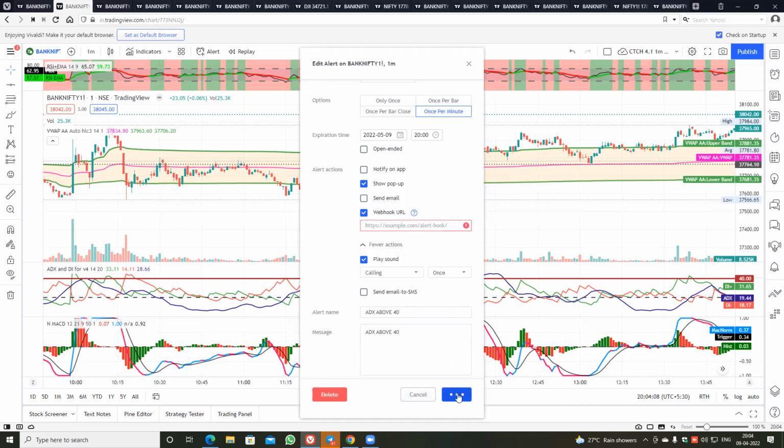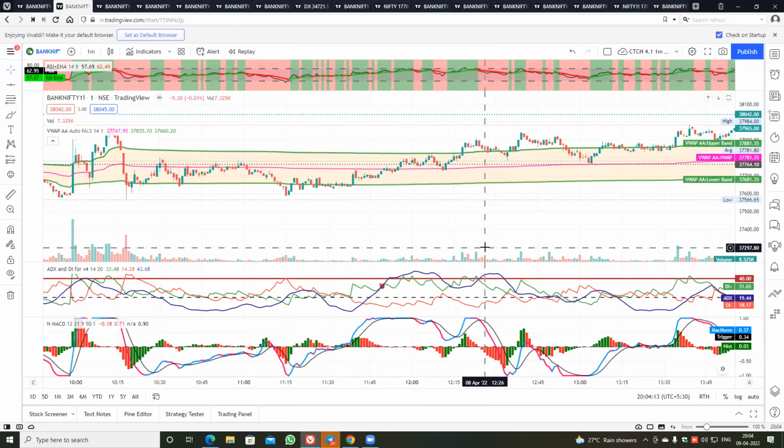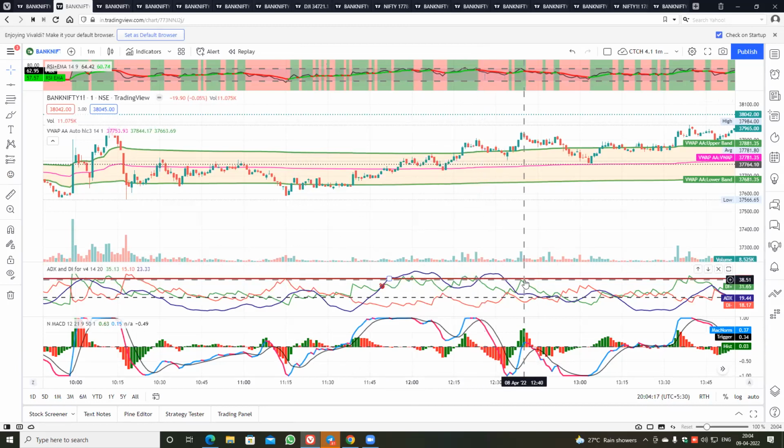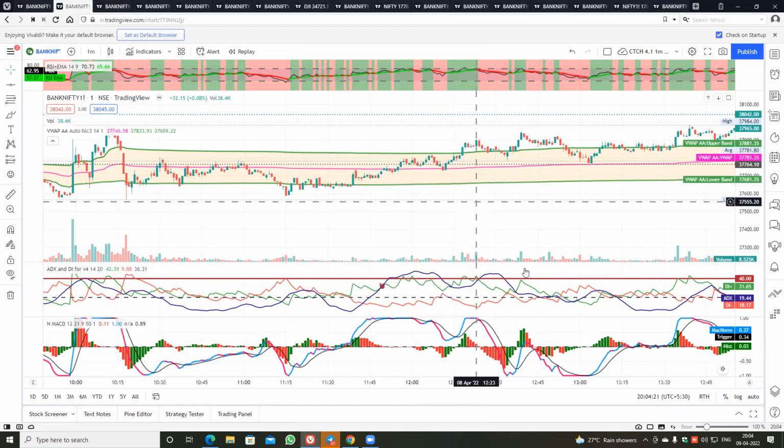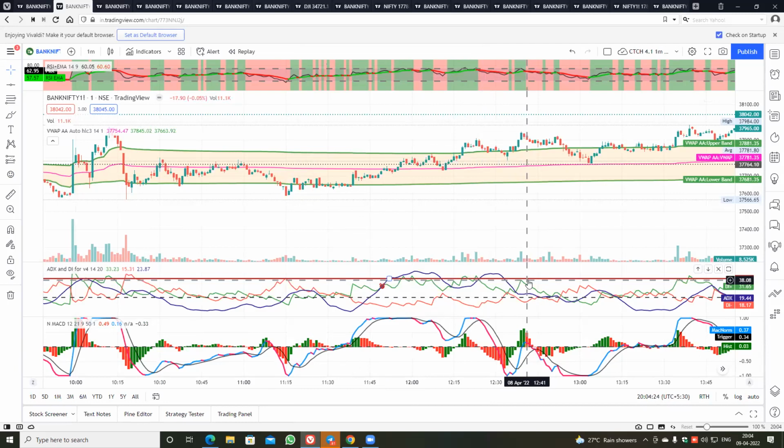Any doubts on this? People, Ajish, Prashant wants to know that if that alert comes once, will it expire later, or will it come every time it crosses 40? Ajish, you want to answer that? No. Jagan sir, you can answer, you are the expert. Go to the alert.